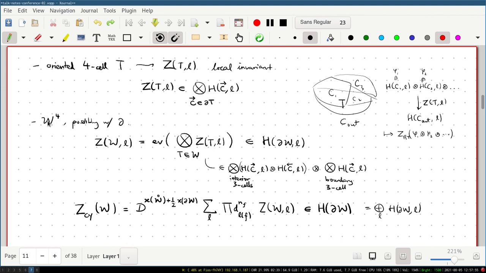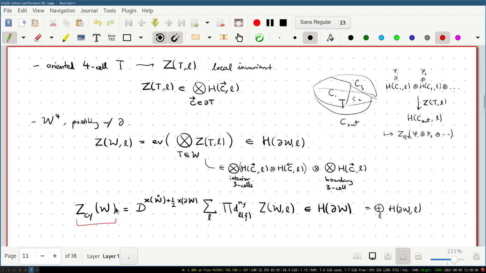So for a triangulated four-manifold, we take these local invariants, tensor them together, and that lives in this giant vector space. So it's local state spaces tensored over all three-cells. Each interior three-cell appears twice, once for each opposite orientation. This is the boundary of exactly two four-cells. Whereas for boundary three-cells, it appears exactly once. So we take this tensor product, and then we apply the evaluation pairing to this part, and that leaves us with some vector in this tensor product, which defines this.